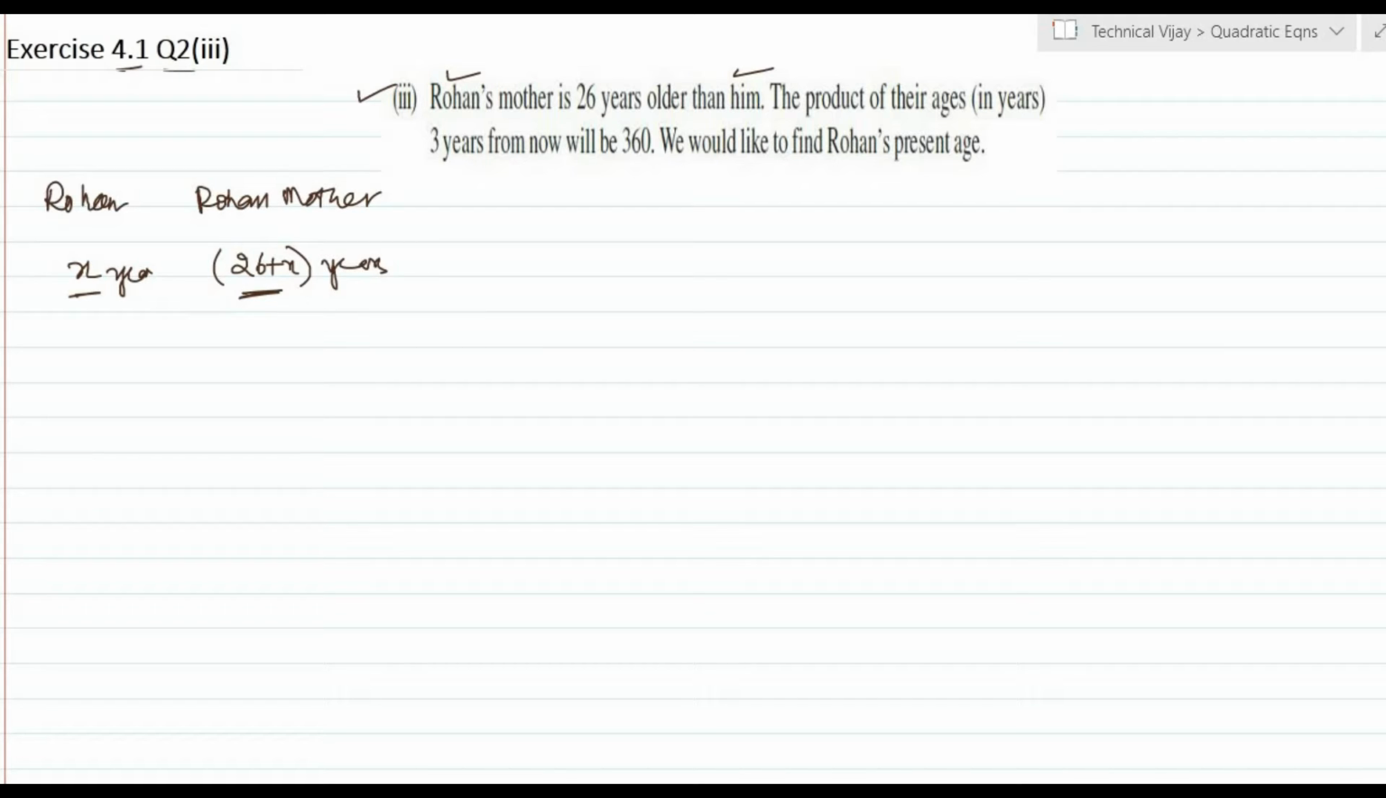Now the product of their ages in years. So 3 years from now means this is x plus 3. We have to add 3 for this and also add 3 for this, so here 26 plus x plus 3. This is also in years. The product of these two will be equal to 360.